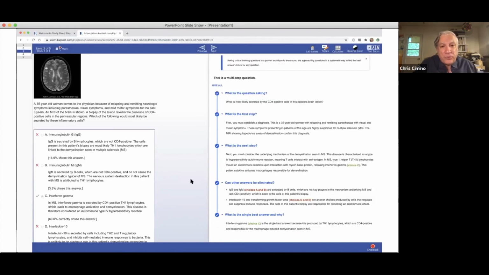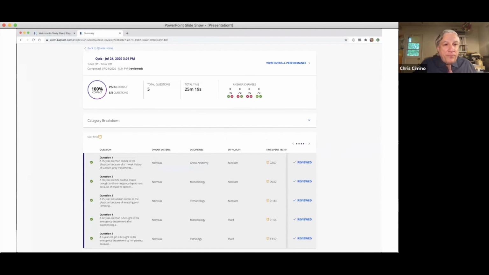What about the other answer choices? As we said, IgG and IgM are produced by B cells, and interleukin 10 and transforming growth factor beta are also not really likely. They regulate and suppress immune response, if anything, and so that's not something we'd expect in an autoimmune inflammatory reaction. So all of this brings us back to the best answer being choice C. And that completes our review.